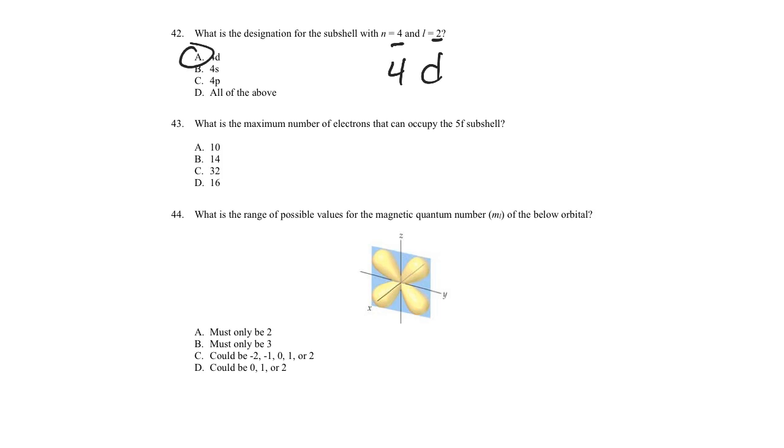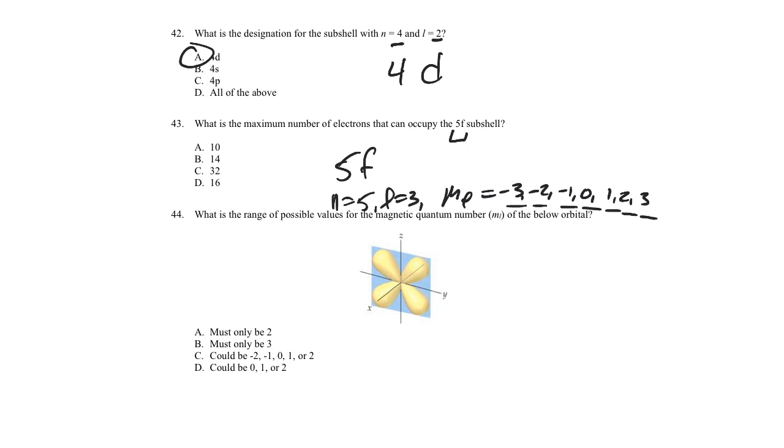What is the maximum number of electrons that can occupy the 5F subshell? The electrons occupying orbitals come from the m sub L and m sub S quantum numbers. So the 5F subshell is N equals 5, L equals 3. m sub L could be minus 3, minus 2, minus 1, 0, 1, 2, and 3. So that's 1, 2, 3, 4, 5, 6, 7 orbitals. 7 times 2 is 14 electrons. So 14 electrons can occupy an F subshell.